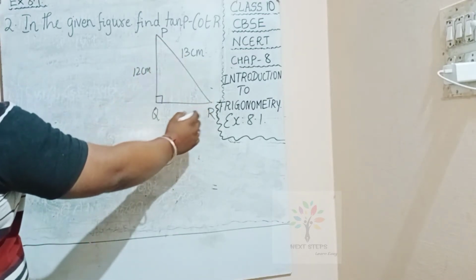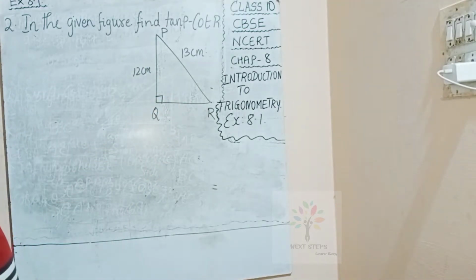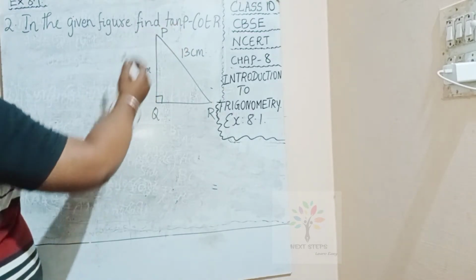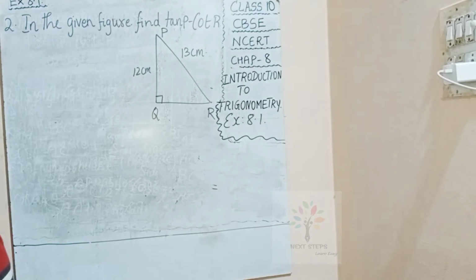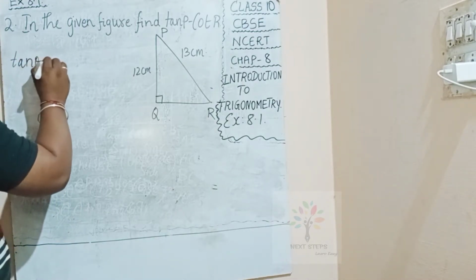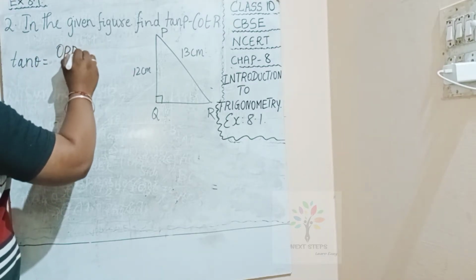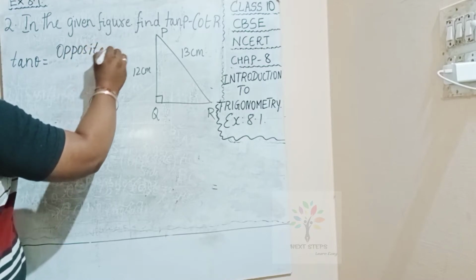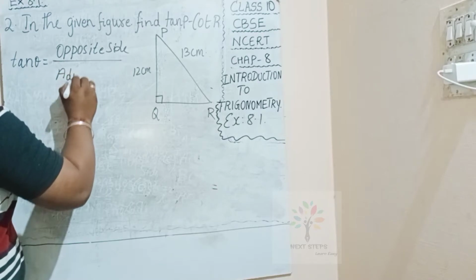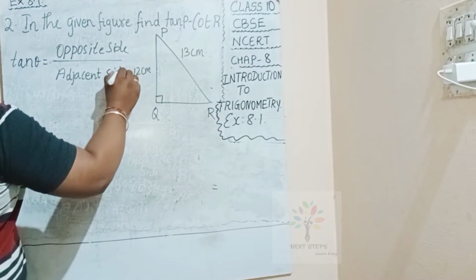So here what they have given is the triangle PQR with a right angle at Q. First, what we have to find is tan P, and then we have to find cot R. You know very well the formula for tan theta. Tan theta is equal to opposite side divided by adjacent side. So this is the formula for tan theta.